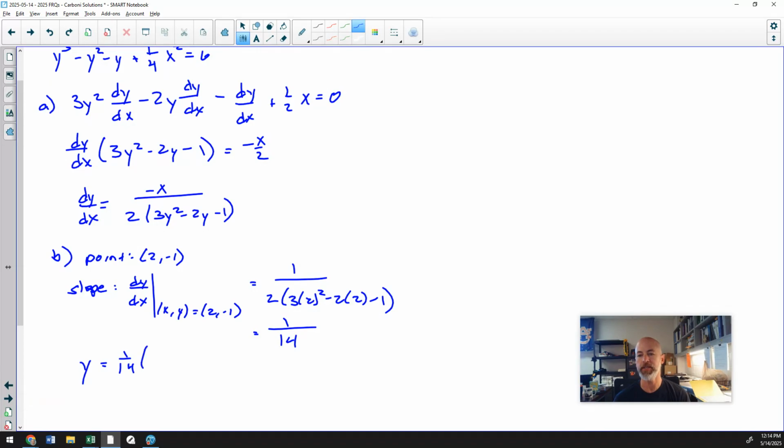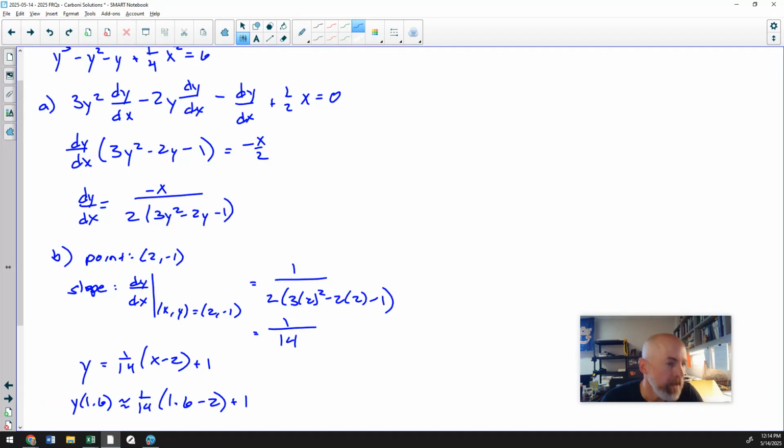That'd be 1/14 of x minus 2. I'm going to go ahead and move that 1 over, and then we are approximating the y coordinate when x is 1.6. My y coordinate, when x is 1.6, will be approximately 1/14 of 1.6 minus 2 plus 1, and I just don't care what that equals. So there's my answer for number B.